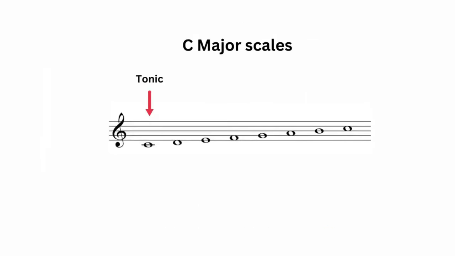The first note of a major scale is called the tonic. For example, in this C major scale, the first note C is the tonic. It serves as the foundation for the scale and determines its name. To form a scale, we need to know the distance between each of the notes in the scale. The distance will be either a tone or semitone.